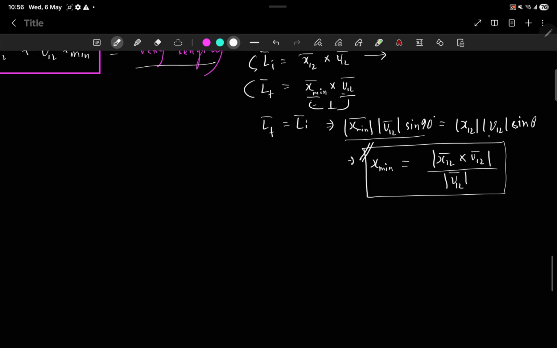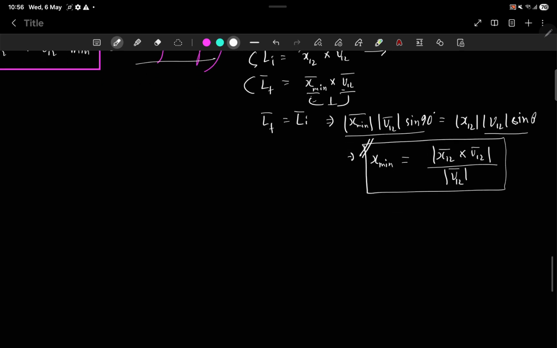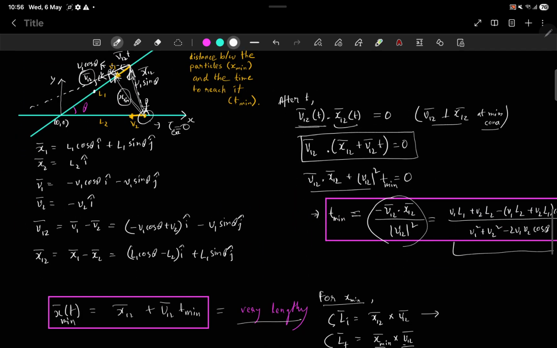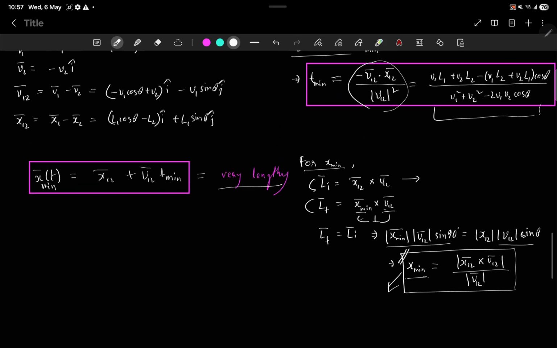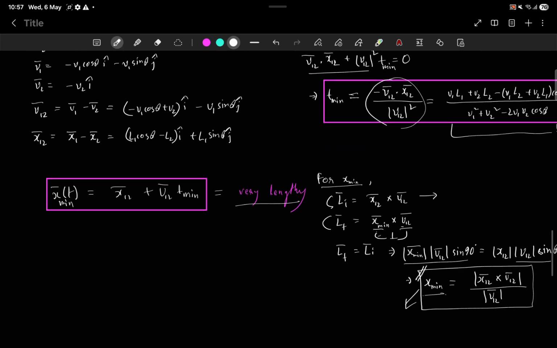We need not write it like this; we can do the direct cross product of these two vectors, which will be easier. From here we will get x minimum as the magnitude of x12 initial cross v12 initial, divided by the magnitude of v12 initial. If you put in these values and calculate this cross product, you will get a direct answer for x minimum. I think this is a better method. In case you are given v1, v2 and all these values, you will be able to calculate faster and easier. As I have taken variables, it looks a bit lengthy, but when the data is given in numbers, you can calculate it very fast.